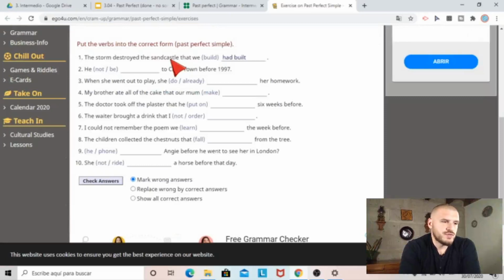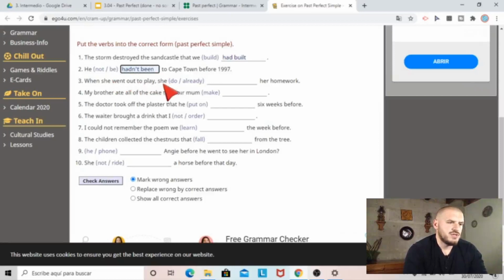So, The storm destroyed the sandcastle that we had built. Okay? La tormenta destruyó el castillo de arena que habíamos construido, that we had built. He not be to Cape Town before 1997. Okay, not be is going to be had with a not, hadn't, and then the past participle is been.